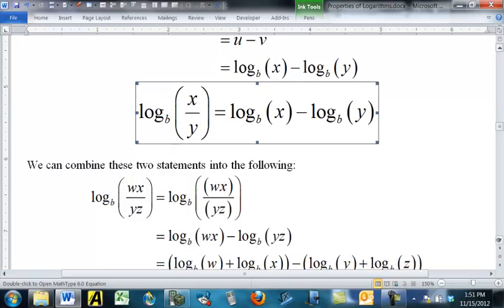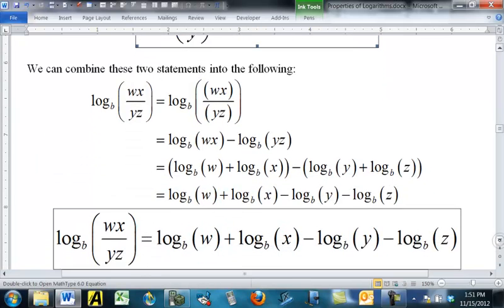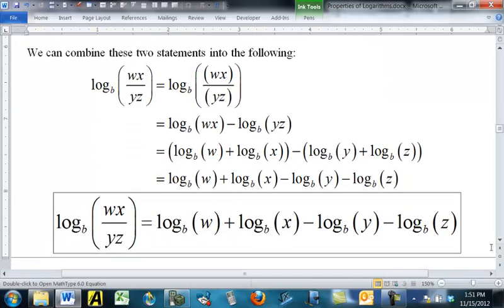Now we're going to combine these statements together here. Take log base b of wx over yz. Think of the top as one thing, wx is one thing, and the denominator is one thing. Now we can apply the property we just did, which gives us a difference of logarithms. Log of the top minus log of the bottom. So it's log base b of wx minus log base b of yz.